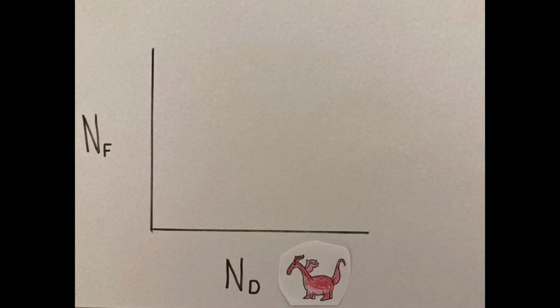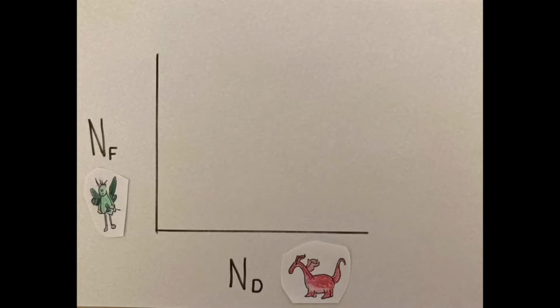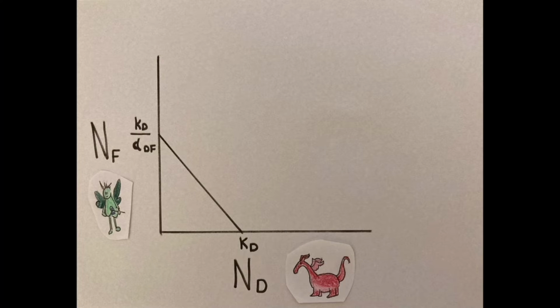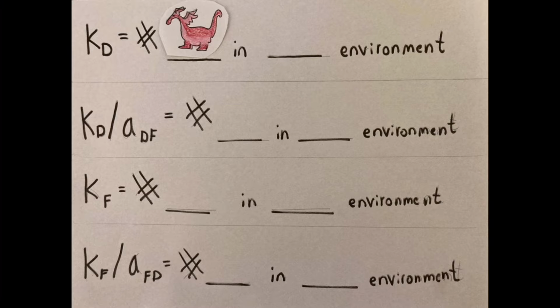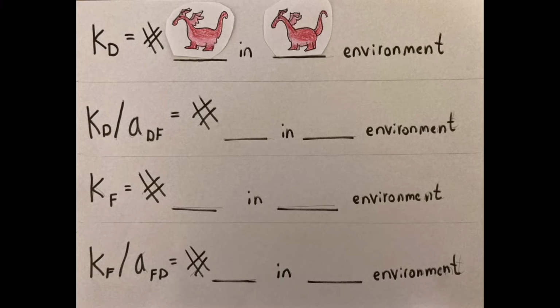Here, the population size of dragons is on one axis, and the population size of fairies is on the other. This line here is called the zero growth isocline, and represents all the possible combinations of dragons and fairies when the growth rate of dragons is 0. The intercept here is K sub d, the carrying capacity of dragons, otherwise known as the number of dragons that can fill up all of the dragon's environment.